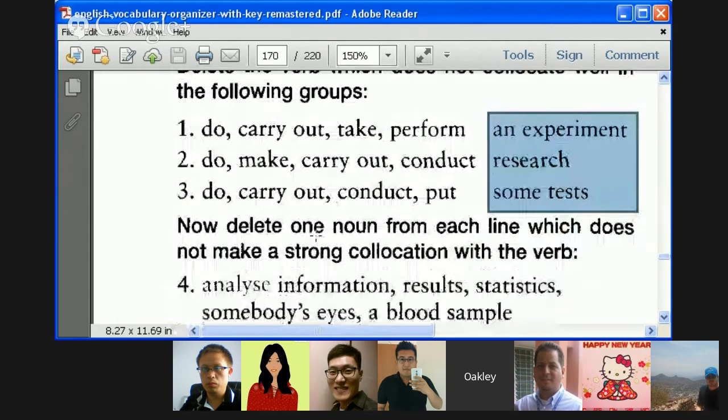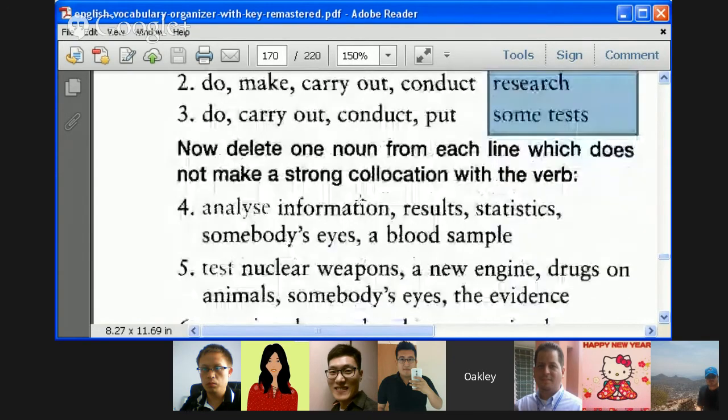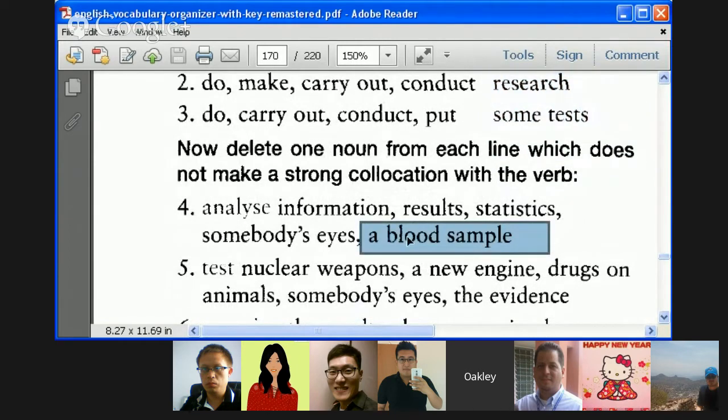All right. Let's try something a little bit similar. We're going to delete one noun from each line, which does not make a strong collocation with the verb. All right. So we're looking at a group of nouns. Which one does not collocate with, for example, the first one, a blood sample? Javier. Okay, well, no, wait. The verb is analyze. Sorry, I'm going backwards. I forgot. Which one doesn't work? Analyze information, analyze results.